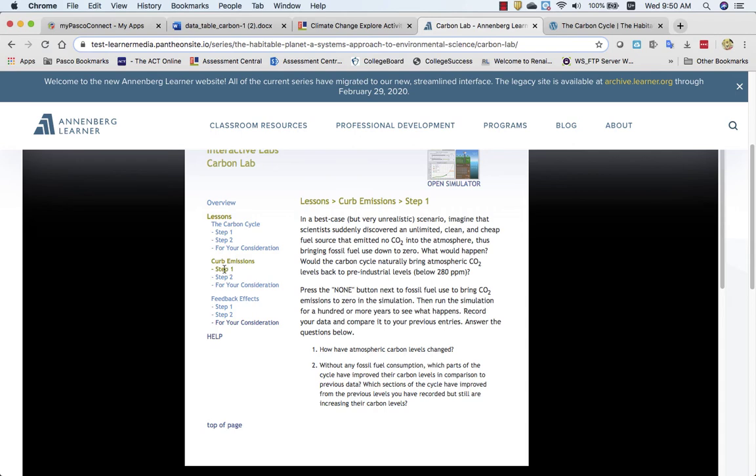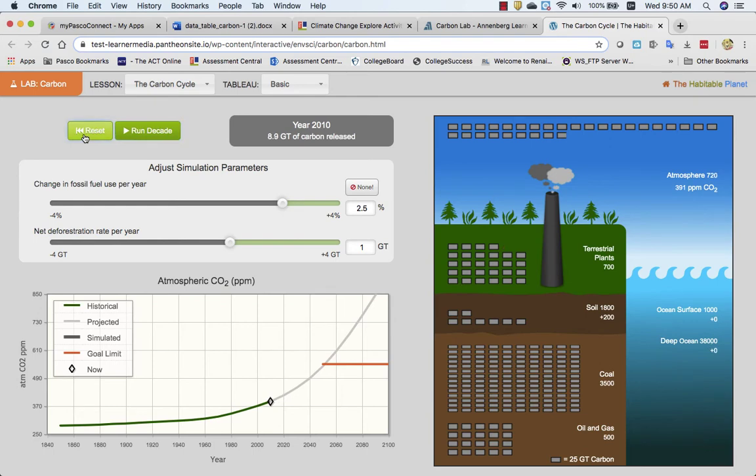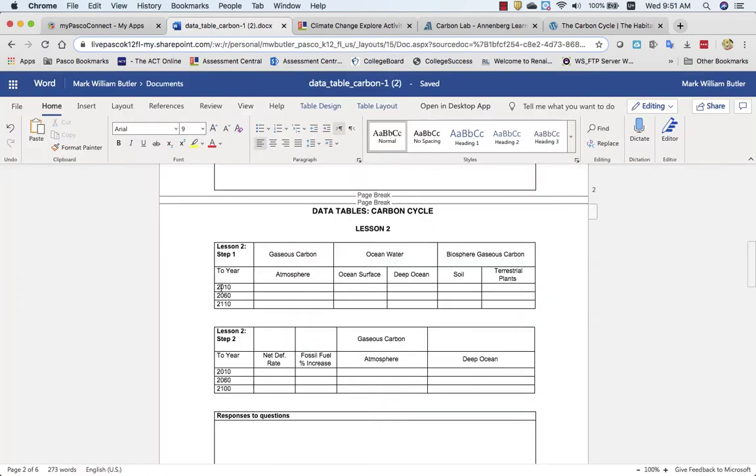Okay? So step one, according to the directions, let's reset our model. That's really important. Each time you need to reset your model, you're going to come over here to None and set that to zero. That means there's no use of or no production of carbon dioxide from fossil fuels, okay? And then you're going to run the simulation again. If we look at our data table, step two, we want you to run it in 50-year increments, just like we did last time. And so we're looking at just the atmospheric carbon, ocean and surface, and the soil and terrestrial plants. So we're not looking at fossil fuels anymore.